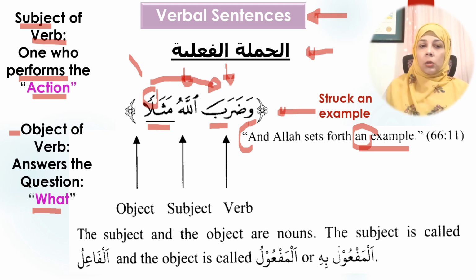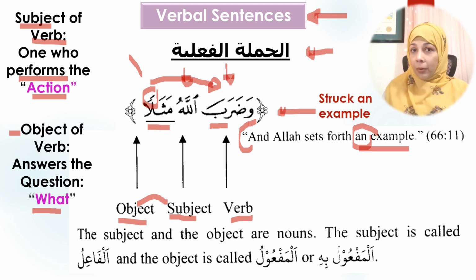Okay, so let's review here. Daraba is the verb, Allah is the subject, and masalan is the object. And we see that the object and the subject are both nouns. And how do we know this? We know this because Allah is a proper name and masalan comes with a tanween, and only nouns can come with a tanween. Verbs cannot have tanween.